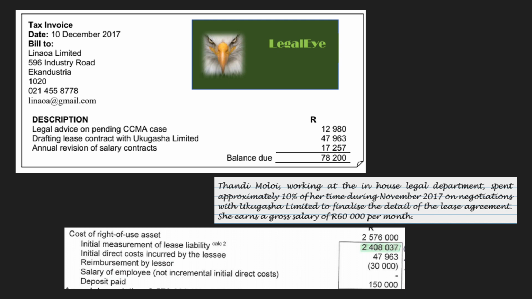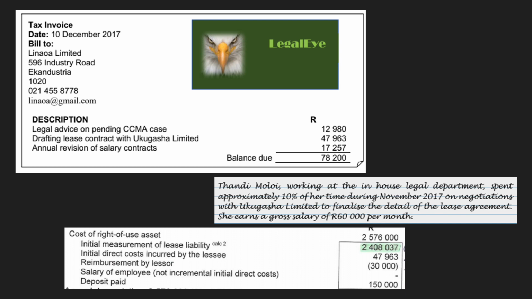The next issue was the calculation of the right of use asset. Now we know that the starting point for the calculation of a right of use asset is the initial measurement of the lease liability. So whatever your calculation of the lease liability gave you, we then carried it through, and that was then your starting point for the right of use asset. To that, we then deduct the lease incentive received from the lessor, and we add the deposit that we paid. But then we need to take into account any initial direct costs of the lessee.